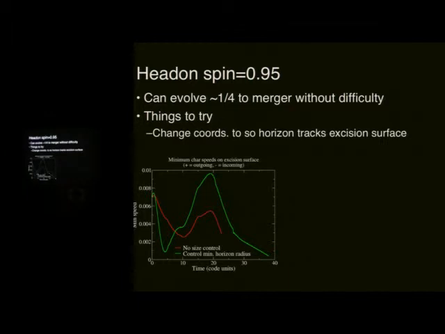So this is still work in progress. This is the longest evolution at this close, realistic initial separation with the spin 0.95 that I've got so far. I'm still working on this. But one other thing that I've tried is once the characteristic speeds hit zero, I've been telling you how that's bad because the problem isn't well posed anymore, because I haven't put a boundary condition and I have no idea what boundary condition I should put on the excision surface.